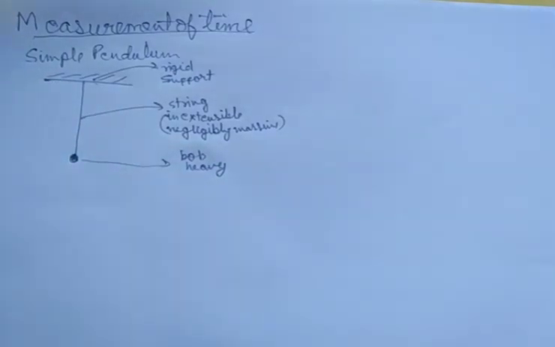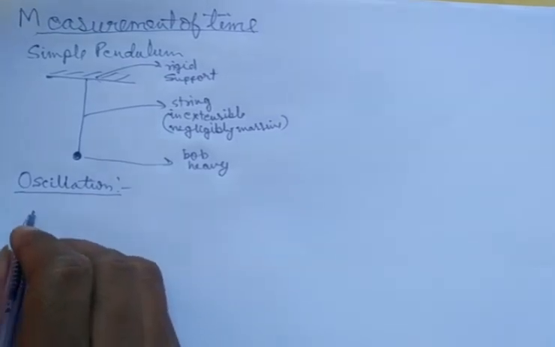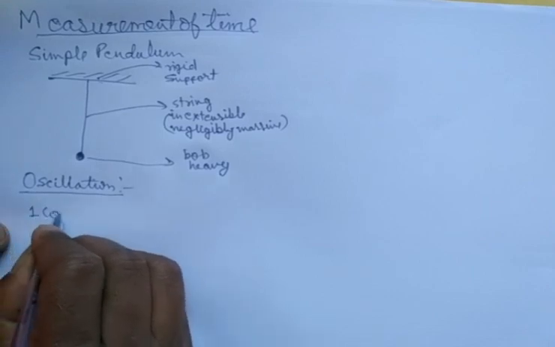Okay. Next topic is oscillation. What is an oscillation? A to and fro motion is called oscillation about a mean position. So, what is one complete oscillation?